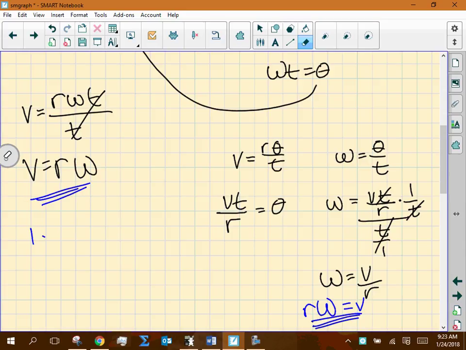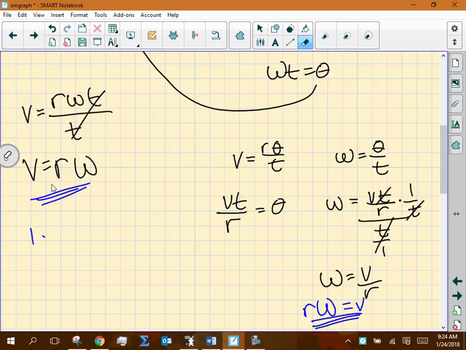But what that does is now you see there's a relationship between linear velocity and omega, right? Your linear velocity is your omega, or your angular velocity, times the radius. And that's maybe a useful fact at some point throughout some of our questions.